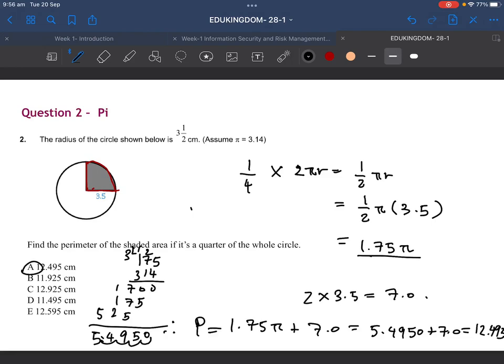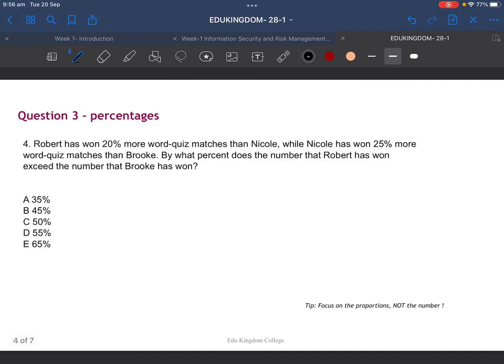All right, let's move on. Question 3. Robert has won 20% more word quiz matches than Nicole, while Nicole has won 25% more word quiz matches than Brooke. By what percentage does the number that Robert won exceed the number that Brooke has won?